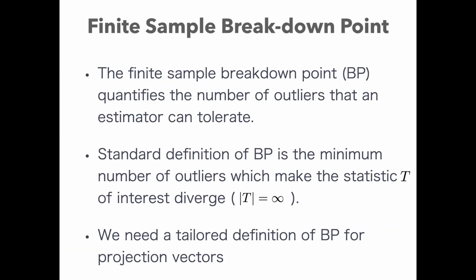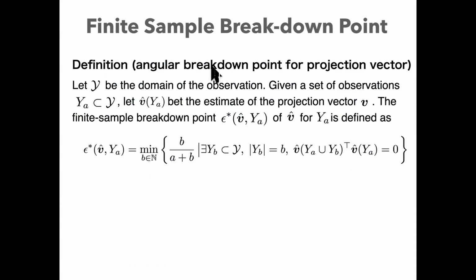In the standard definition of the breakdown point for a statistic T, we consider the amount of outliers that can make the absolute value or norm of the statistic T infinity. But we are considering the projection vector, I mean V, and this is normalized to have a unit norm. So we cannot use the conventional definition of breakdown point. So we introduce a variant of breakdown point, I mean the angular breakdown point for the projection vector.